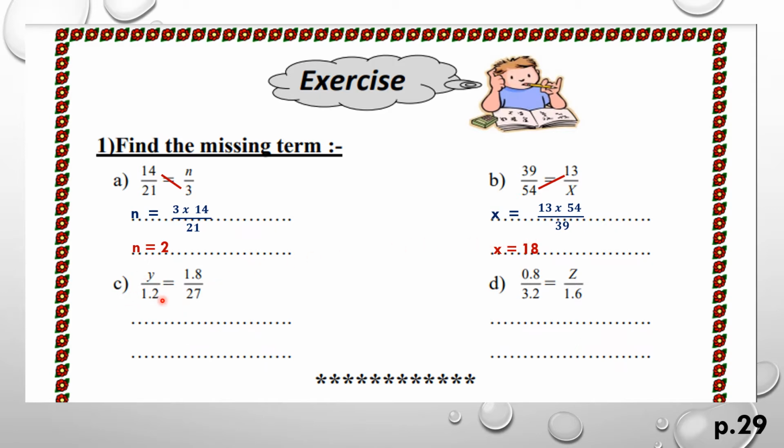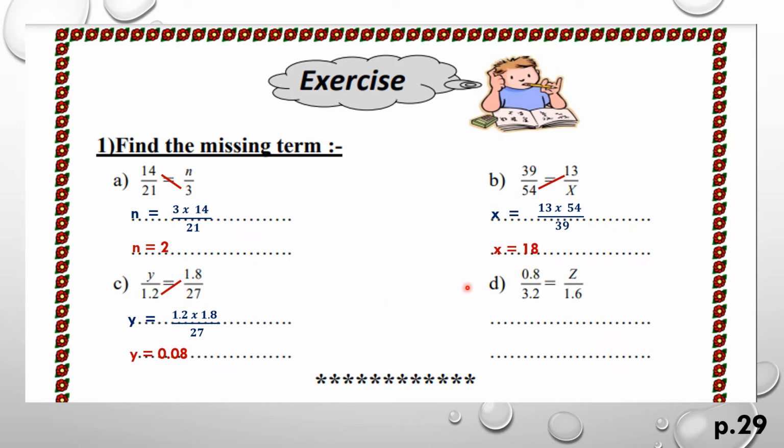Letter C, y over 1.2 equals 1.8 over 27. We need to find the value of y. Where is the completed cross? The completed cross here is 1.2 and 1.8. y equals 1.2 times 1.8 over 27. On your calculators, the result will be 0.08.